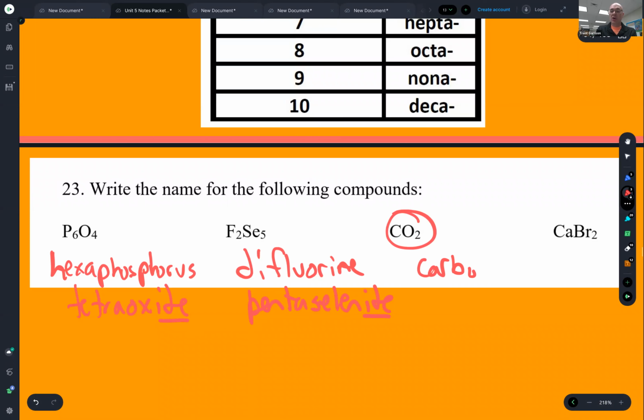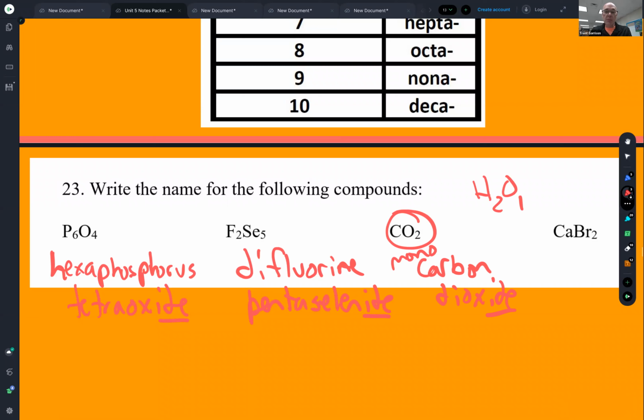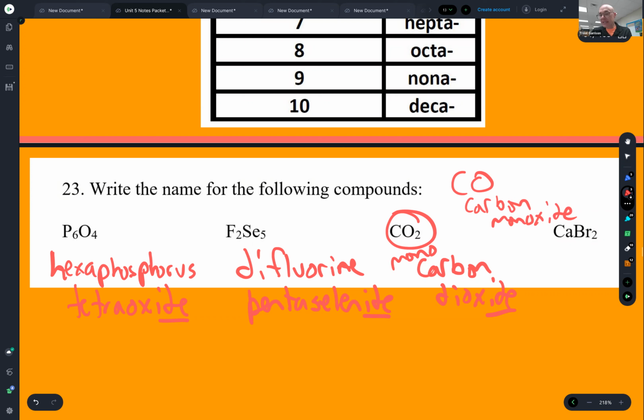This is carbon dioxide. We should not need to put a mono. If you put a mono in there, it's just the same as if you put H2O1. We don't put a 1 for the water molecule. It's understood that if it's written that there is one of them. However, it's inconsistent because if we have CO, that name would be carbon monoxide. So there is some inconsistencies with the way in which we name them.